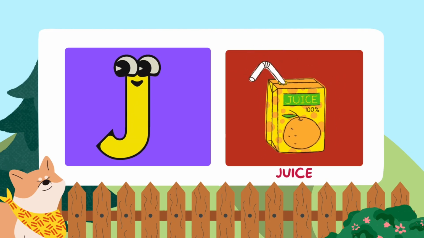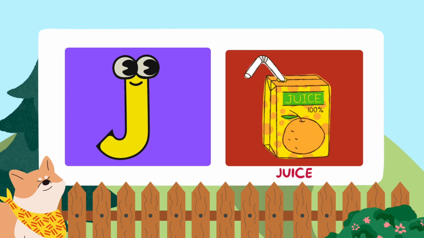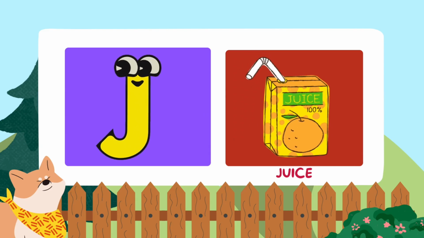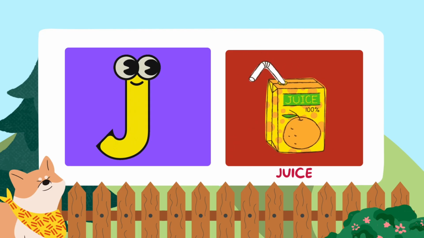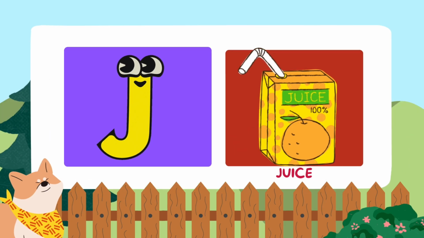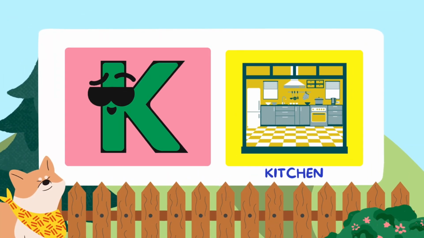Next alphabet is J. J for juice. Orange juice, mango juice, yummy yummy juice. J, U, I, C, E. Juice.